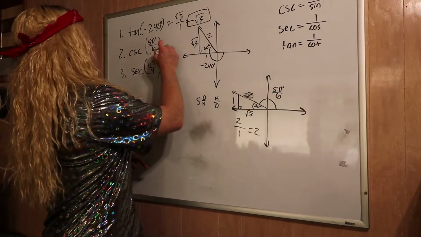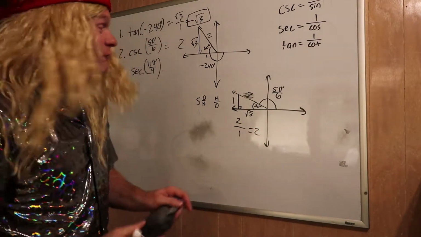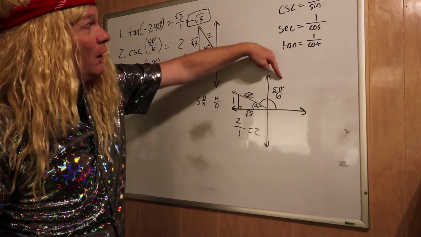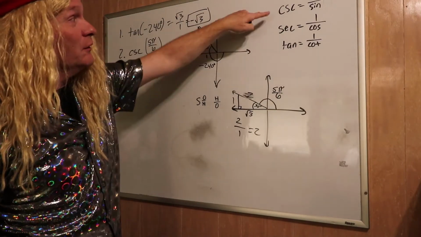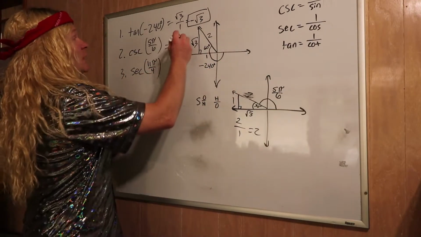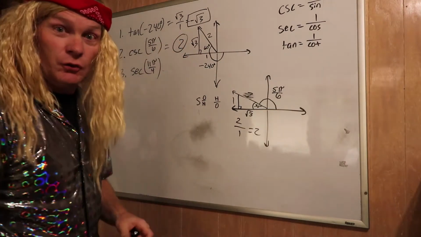And then we need to decide if this is going to be positive or negative. So I remember All Students Take Calculus, so sine and its partner cosecant are positive. That means this one's going to be positive 2.